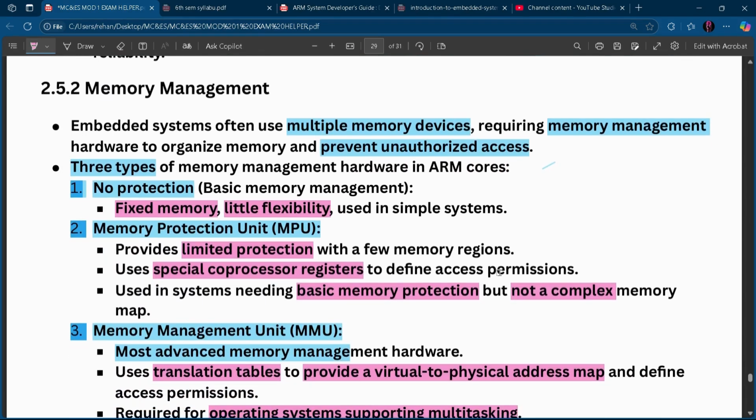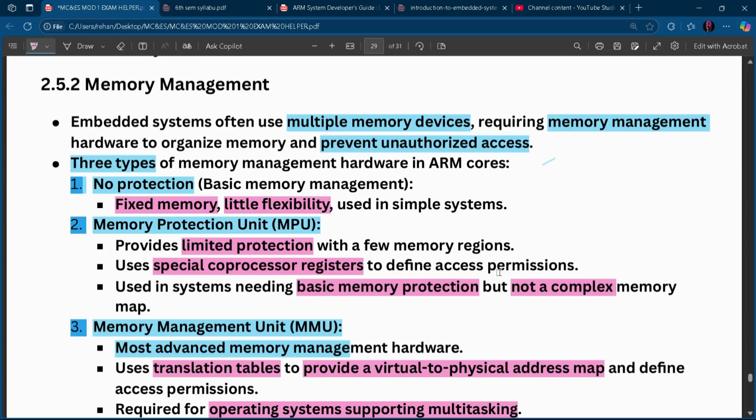Now we'll talk about memory management. Embedded systems often use memory management hardware for organizing the memory and preventing unauthorized access. Three types of memory management are present: no protection, memory protection unit, and memory management unit. No protection means fixed memory and little flexibility. This is basic memory management where you don't have any protection at all. A memory protection unit is not so strong, but it has limited protection. It uses special coprocessor registers and has basic memory protection but not complex memory mapping.